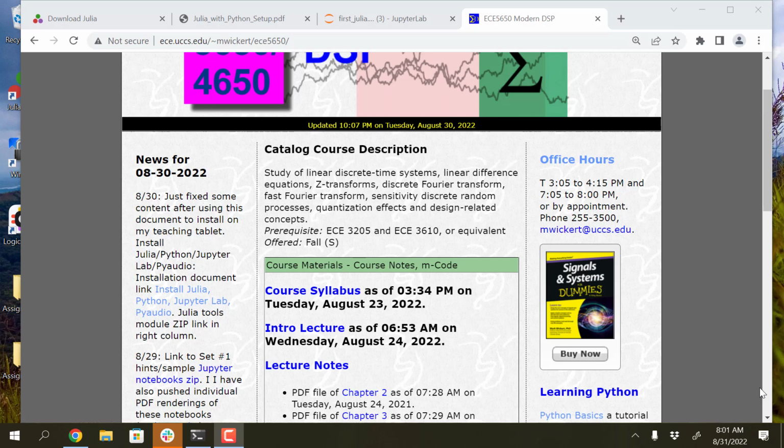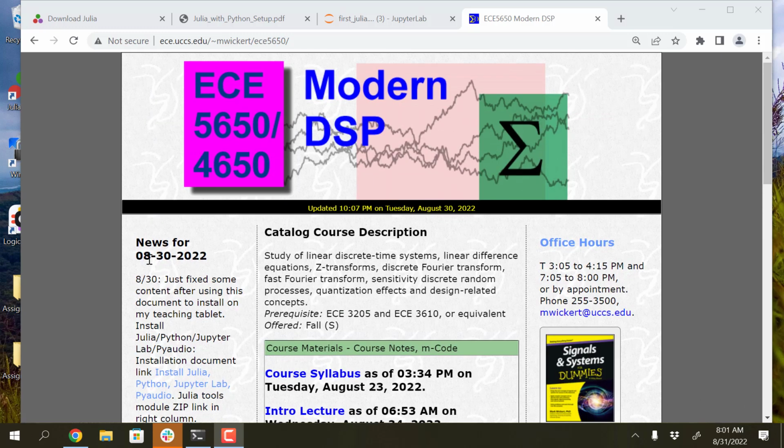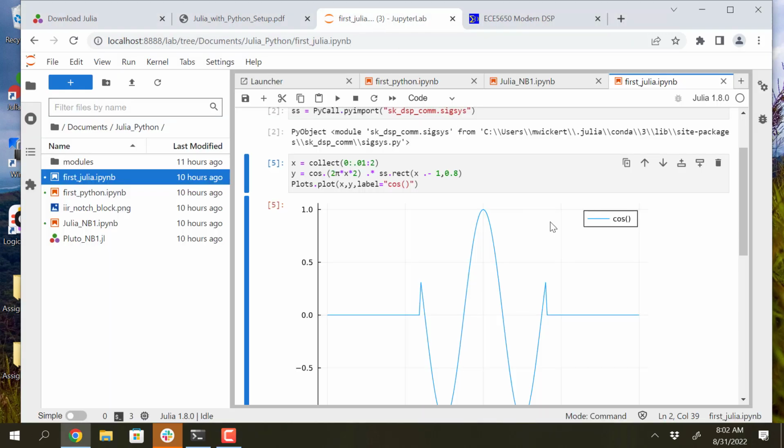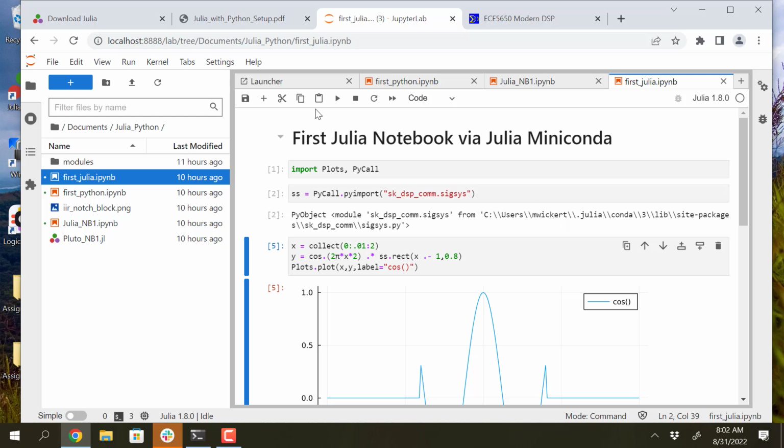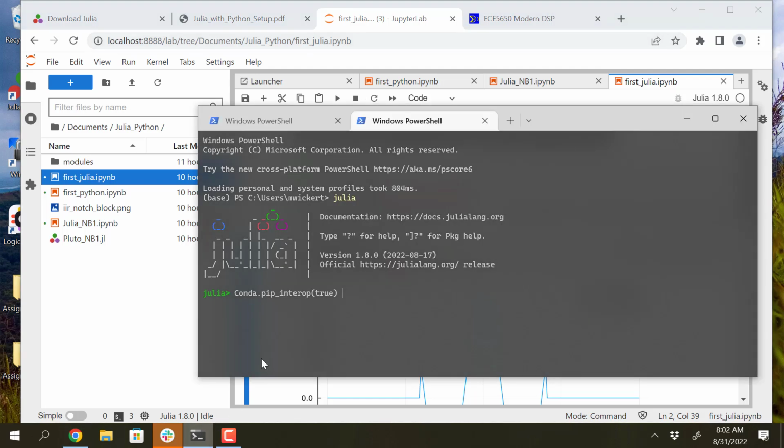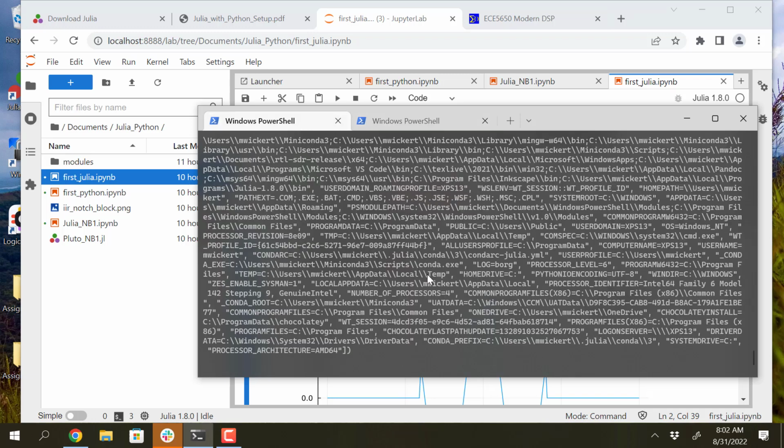I was talking in class before I started the recording, and I'm on the website right now just pointing out that late last night I finished doing the install on my tablet of the Julia, Python, JupyterLab, PyAudio installation document, or following my document. I had to make a few additions just to clean some things up, but it went on smoothly, and the fruits of my labor are right here in the sense that this is running locally. It's not running on my Subsystem for Linux setup on here. So this is exactly what I had talked about, and if I go over here to PowerShell, this is exactly what you're going to see.